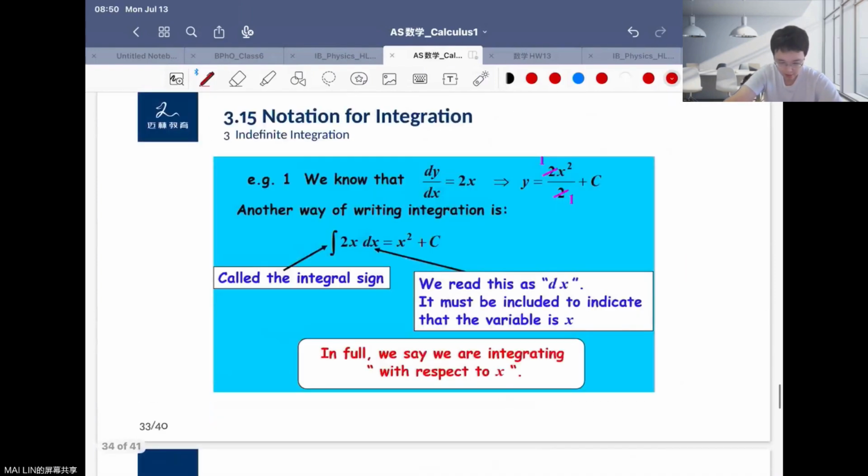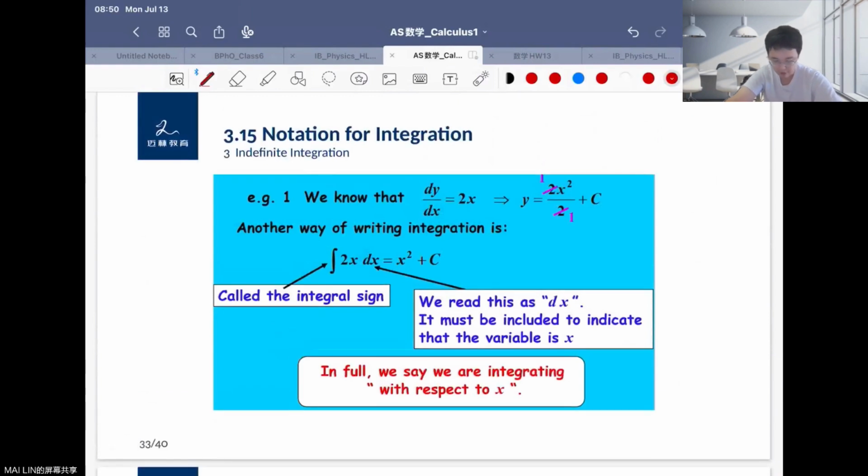Now I will introduce you to the notation for integration. In this picture we have the integration of 2x. We use a hook shape, the integral sign, followed by 2x dx. That means an integration. Just as d over dx is the notation for differentiation, the integration is the hook shape, and after it you write down the expression being integrated. That is for this problem.